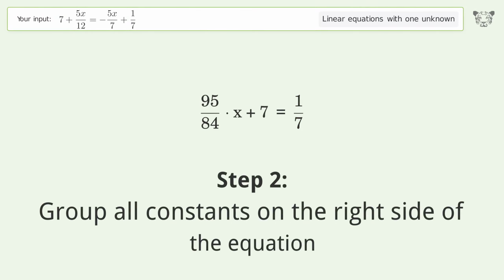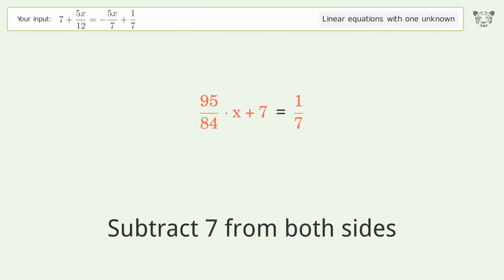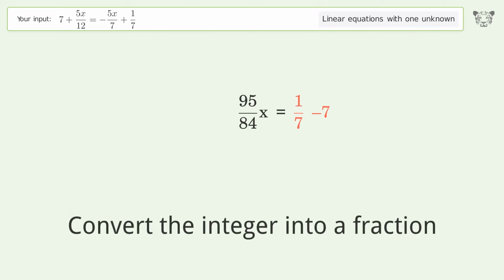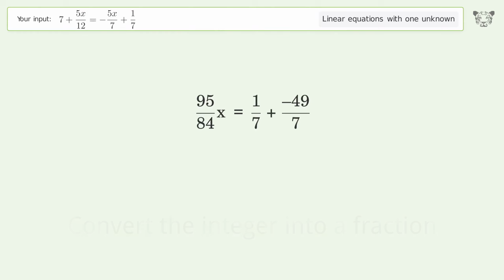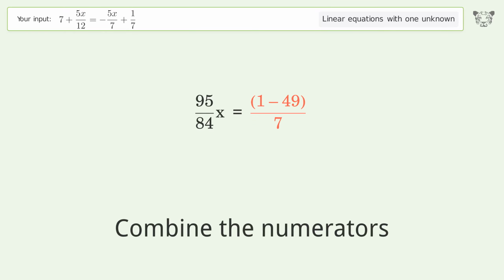Group all constants on the right side of the equation. Subtract 7 from both sides. Simplify the arithmetic. Convert the integer into a fraction. Combine the fractions. Combine the numerators.